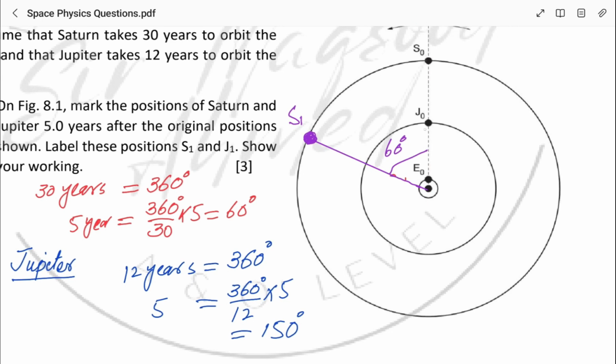As we know that from this position of Jupiter, this would be 180. The angle is 180 here, but we have to mark at 150 degrees. So approximately its position would be at this. So this is the possible position for Jupiter. This angle is 150 degrees.